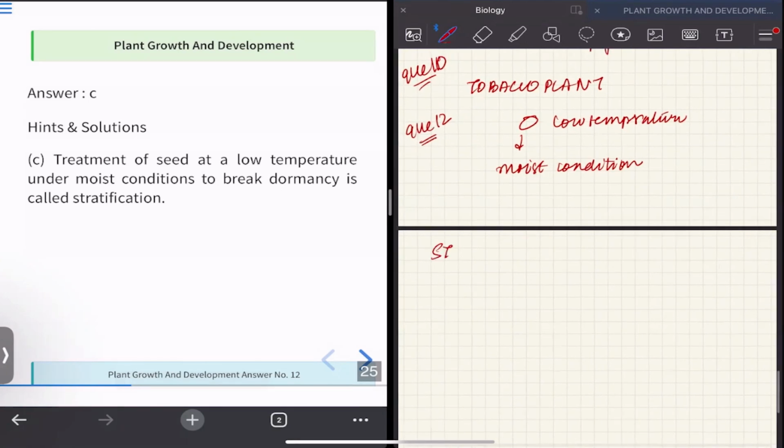The treatment of seeds at low temperature when there is no moist condition is known as vernalization. And stratification includes both of these conditions. It includes low temperature as well as moist conditions. Okay.